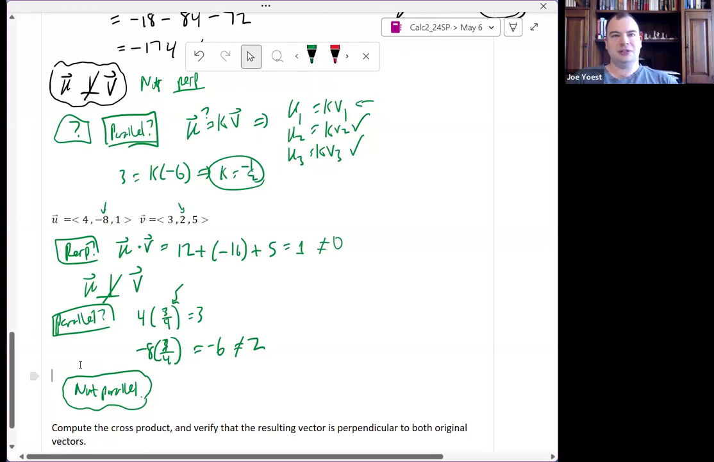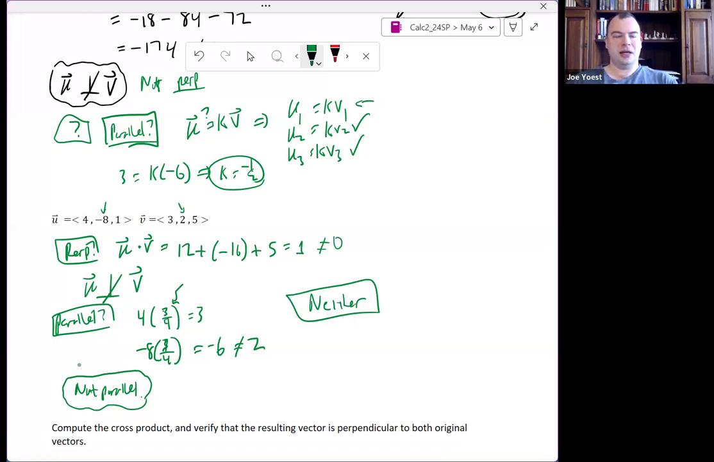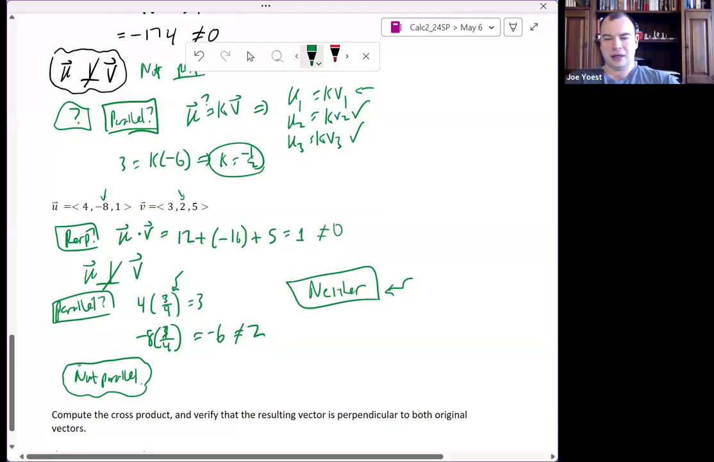So these are two vectors that are not perpendicular, they're not parallel, they're neither. That's a perfectly fine option too, right? They just meet at an angle that's not 0 degrees or 180 and not 90. So, I mean, if we just pick two random vectors, they're almost certainly going to be neither perpendicular nor parallel. Any questions so far?